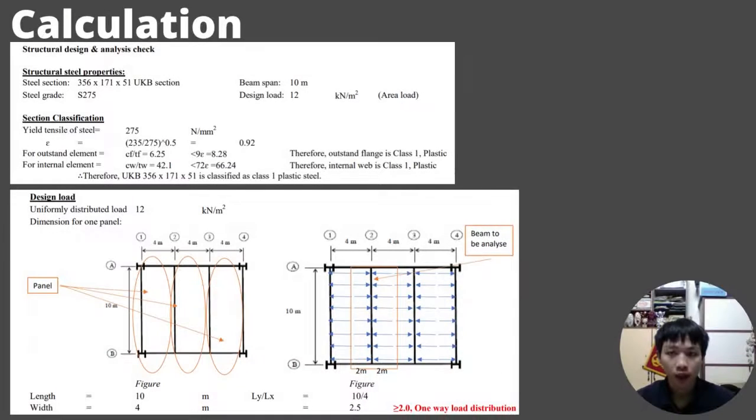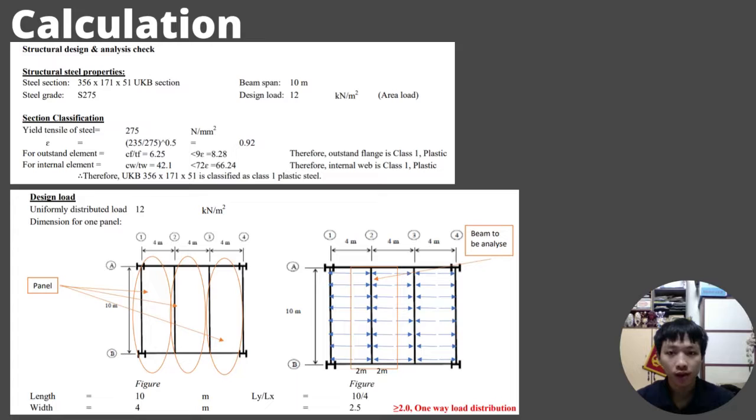Hi, my name is Rajahan, and I will discuss the calculation of structural design and analysis check. First, we are going to determine the structural steel properties for the steel UKB 356x171x51, and we assume the steel grade is 275, the length of the beam span is given as 10 meters, and the given design load is 12 kN per meter square.